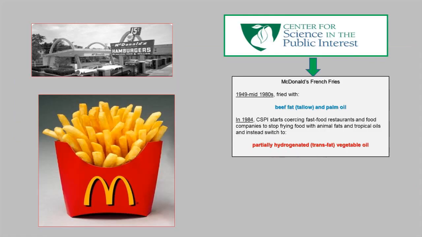Next, in 1984, the Center for Science in the Public Interest, a consumer advocacy group, joined the fray and started to coerce fast food restaurants and the food industry to stop baking and frying food with animal fats and tropical oils. McDonald's fried its French fries with beef fat and palm oil. That's why they tasted so good. But the Center for Science in the Public Interest, with a well-orchestrated saturated fat attack, coerced McDonald's and other fast food chains to switch to partially hydrogenated trans fat vegetable oil.